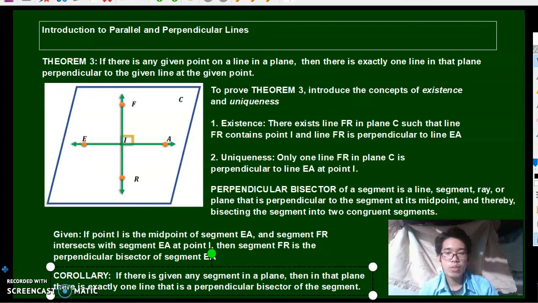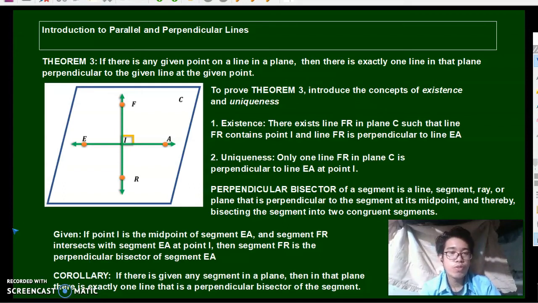Okay, so now that we have already proven theorem number 2, which simply states that if two lines meet and they form a right angle, then the pair of adjacent angles are congruent. We now move to theorem number 3. This is still introduction to parallel and perpendicular lines, with more focus on perpendicular lines. So theorem number 3: if there is any given point on a line in a plane, then there is exactly one line in that plane perpendicular to the given line at the given point. So we have here an illustration shown on the left.